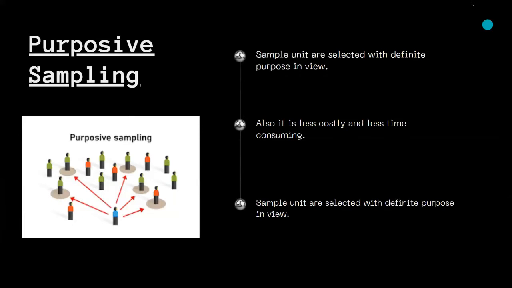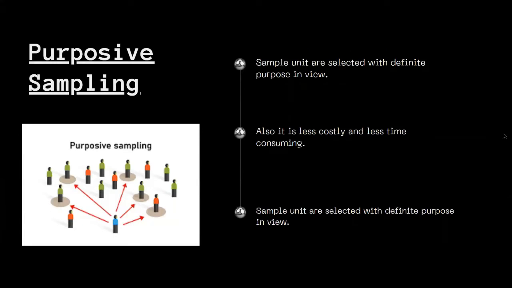Yes, hello Amanpreet and hello all. I am Parth Ashtikar, here presenting in front of you purposive sampling. Purposive sampling, also known as judgmental, selective or subjective sampling, is a form of non-probability sampling in which researchers rely on their own judgment when choosing members of the population to participate in their surveys. As we can see here, sample units are selected with a definite purpose in view. Also, it is less costly and less time consuming. We can see here in the diagram below. Next slide, please.